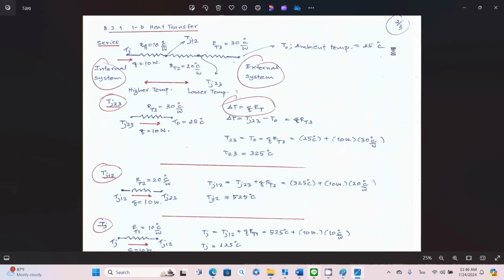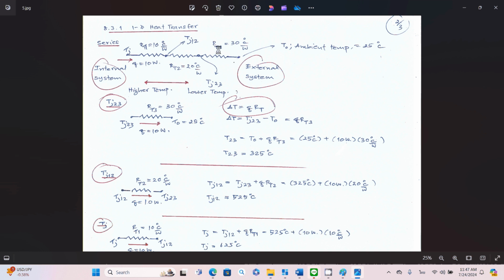Take a look at the one-dimension heat transfer, just to get a better idea. Your thermal resistors are in series, and you have the external system, and on the most left is the inner system. You have the ambient temperature of 25 degrees Celsius, and you have Tj, the outermost junction temperature. You're looking for the junction temperatures Tj12, Tj23. The heat will flow from the higher temperature to the lower one.